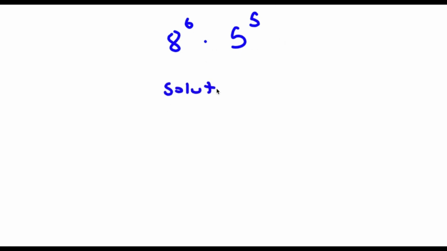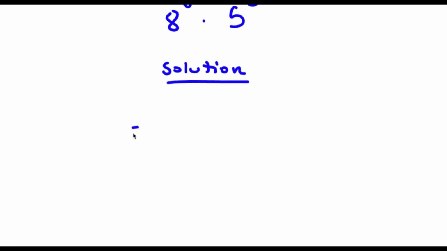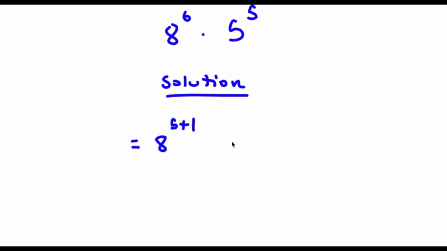So for my solution, 8 to the power of 6, we can rewrite as 8 to the power of 5 plus 1, because 6 is the same thing as 5 plus 1. So now I have 8 to the power of 5 plus 1 times 5 to the power of 5.